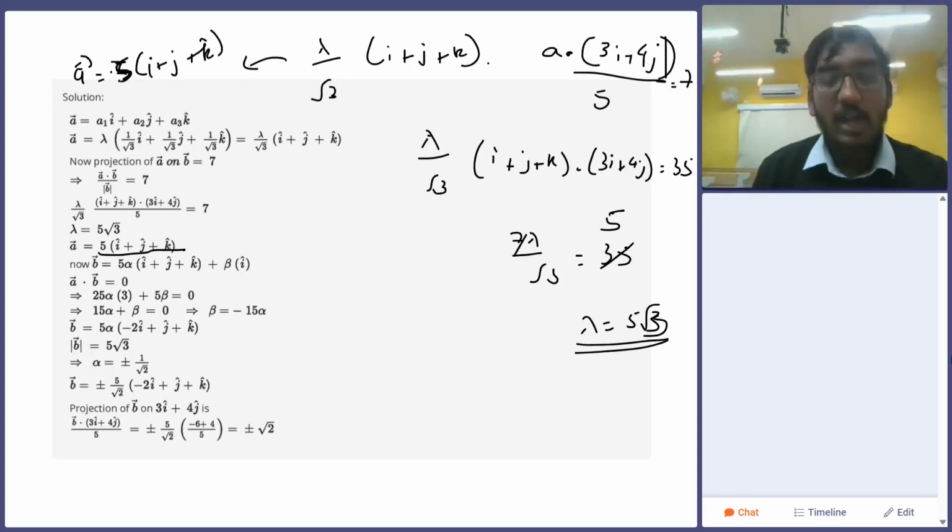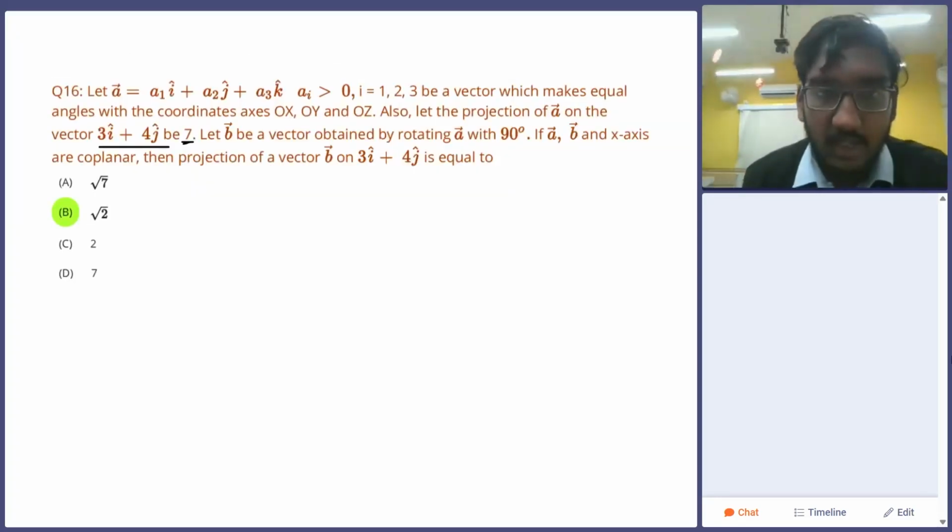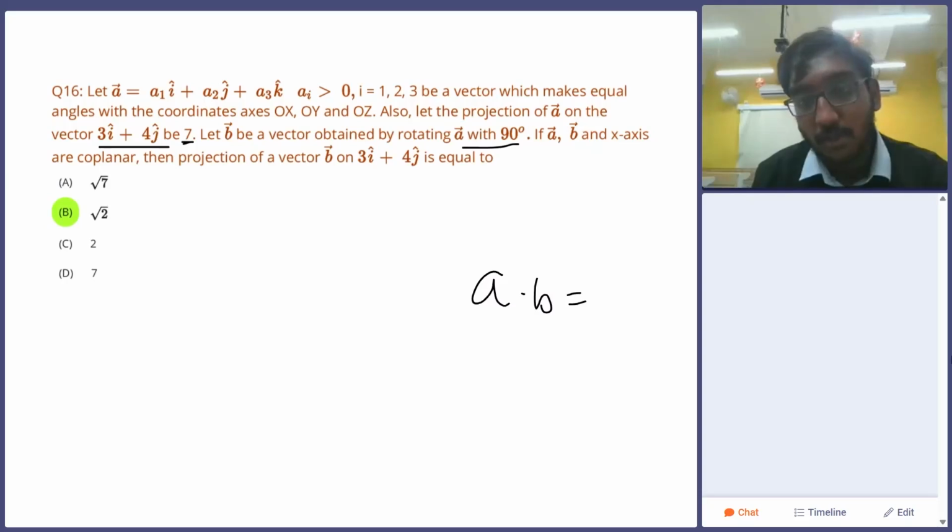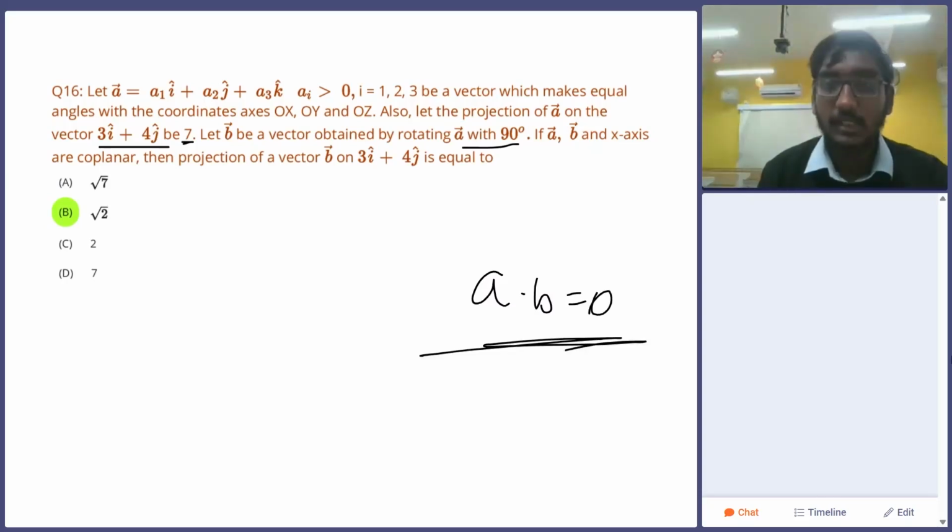Okay, and now what you have to do is, because some more conditions were given, right? There is another vector B obtained by rotating A 90 degrees. That means clearly A dot B should be 0. This is one condition. And A, B and x-axis are coplanar. Okay, and the condition for coplanarity is what?